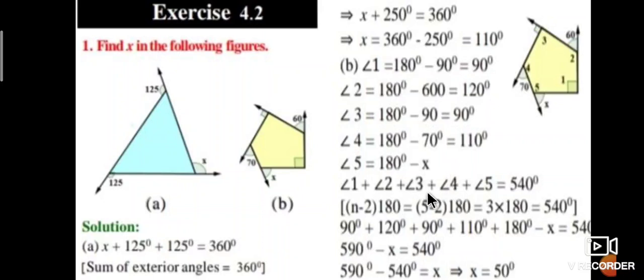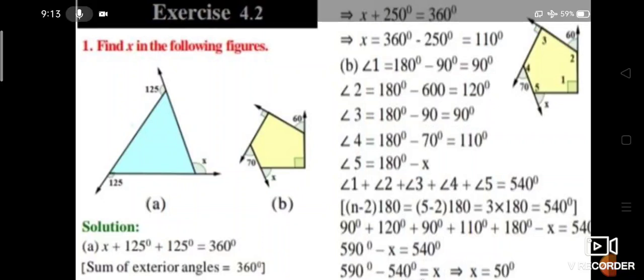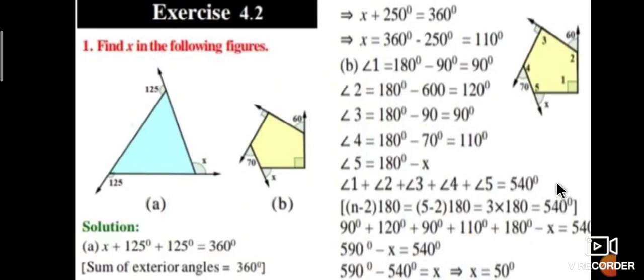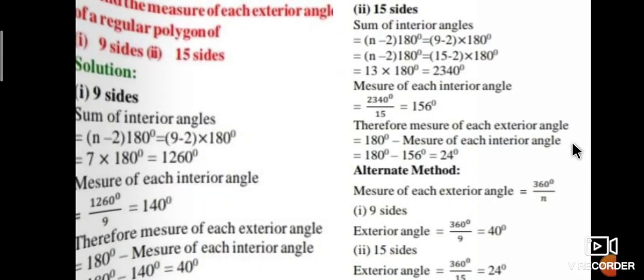Therefore, the sum of the interior angles of a pentagon is equal to 540 degrees. Angle 1 plus 2 plus 3 plus 4 plus 5 is equal to 540 degrees. (n minus 2) into 180 degrees is equal to (5 minus 2) into 180, that is 3 into 180 degrees, which is equal to 540 degrees. Therefore, 90 plus 120 plus 90 plus 110 plus 180 minus x is equal to 540 degrees. Therefore, 590 minus x is equal to 540 degrees. Therefore, 590 minus 540 is equal to x, so x is equal to 50 degrees.